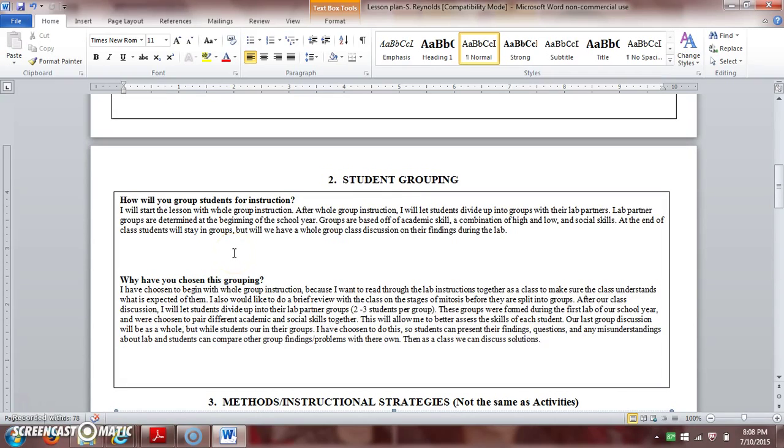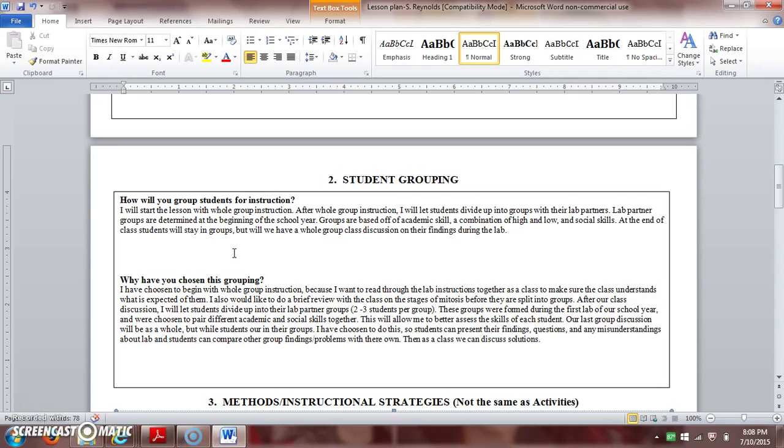And I have decided to start my lesson in a whole group instruction. And after a whole group instruction, I'll let the students divide up into their lab partner groups. And these groups are determined at the beginning of the school year, so they will know who their partners are in this. And the groups are based off academic skill and social skills, and it'll be a combination of a high academic to a low academic. And at the end of that, the class will stay in their groups, but we will do another class discussion about the findings during the lab.